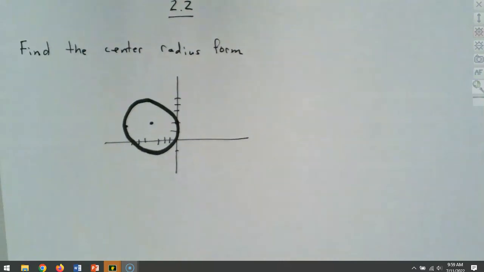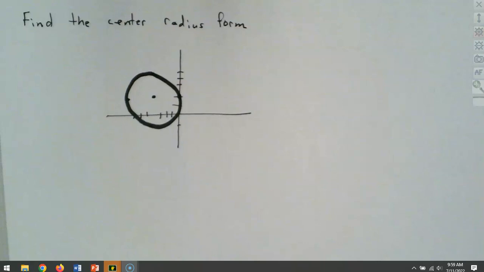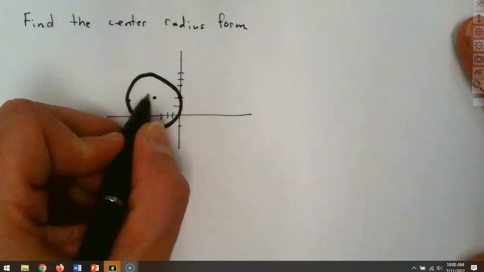Okay, let's go ahead and get started again. In this case, I'm going to give you the graph, and I'm going to have you find the center radius form of this circle. The first thing we need to find is the center. That's going to be right in the middle, and that's going to be our ordered pair.